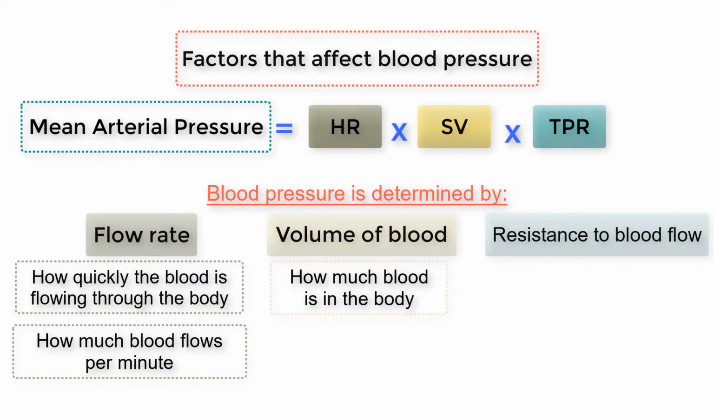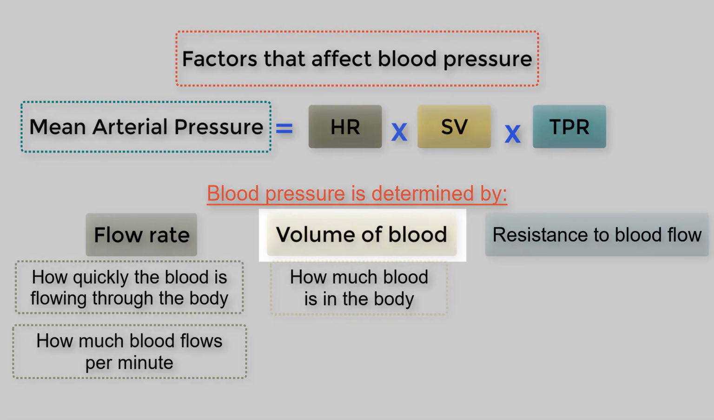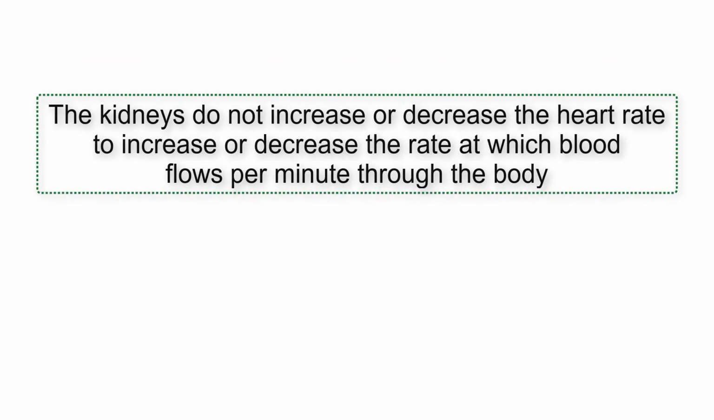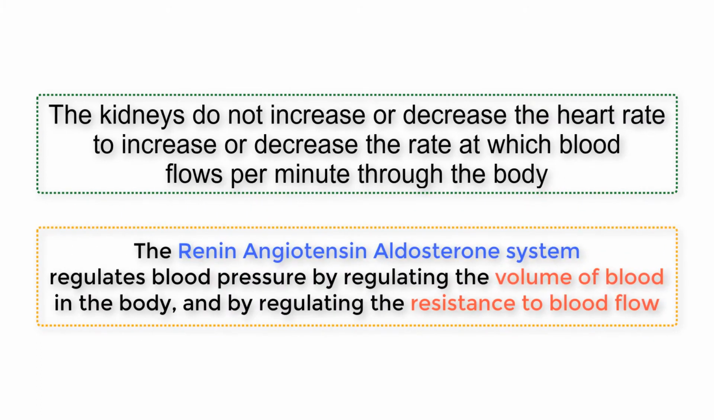The kidneys regulate blood pressure by affecting the volume of blood and by affecting the resistance to blood flow. The one way in which the kidneys do not regulate blood pressure is through the flow rate. The kidneys do not increase or decrease the heart rate to increase or decrease the rate at which blood flows per minute through the body. Thus, the renin-angiotensin aldosterone system regulates blood pressure by regulating the volume of blood in the body and by regulating the resistance to blood flow.